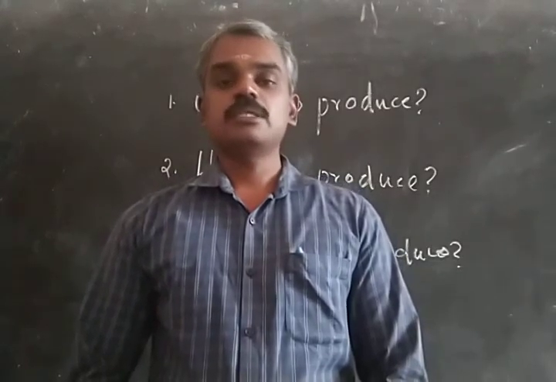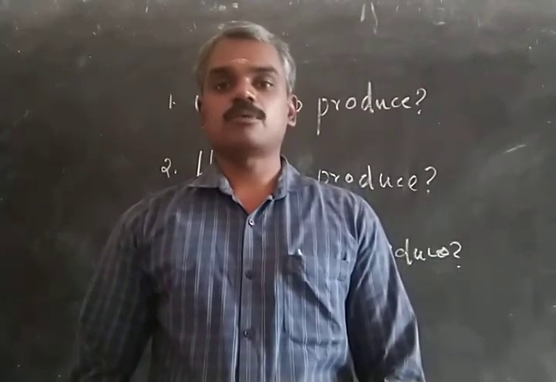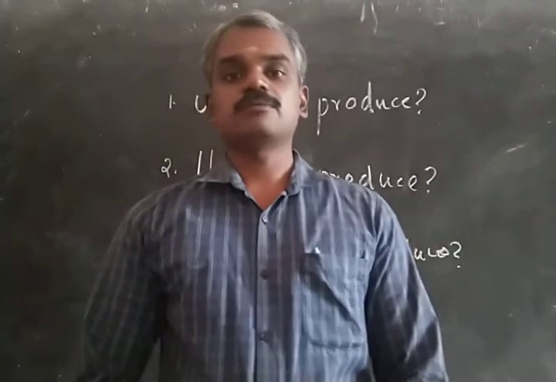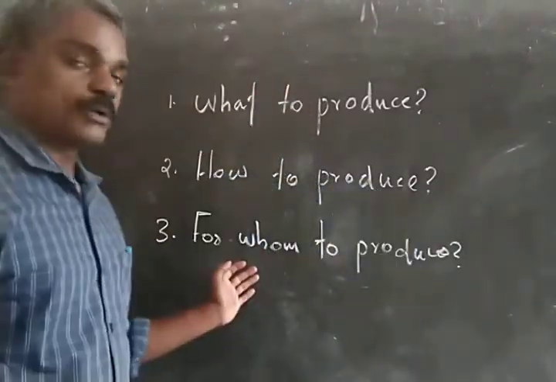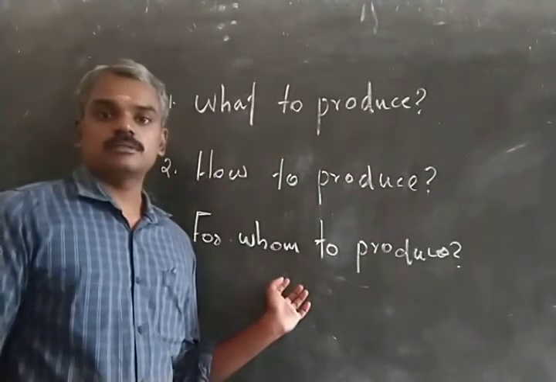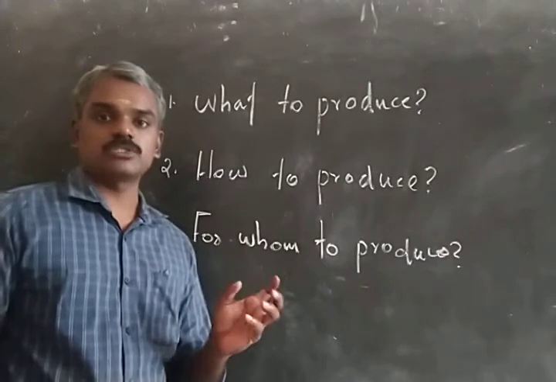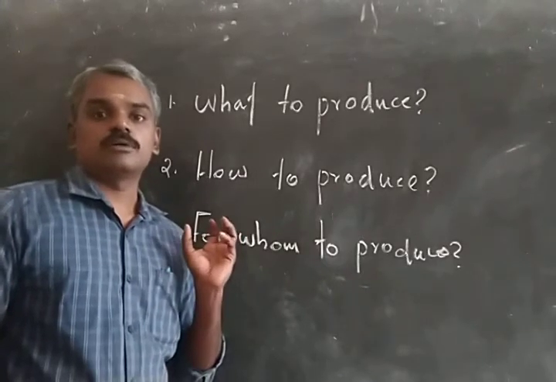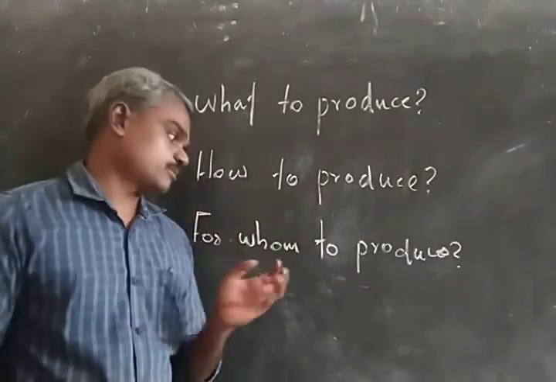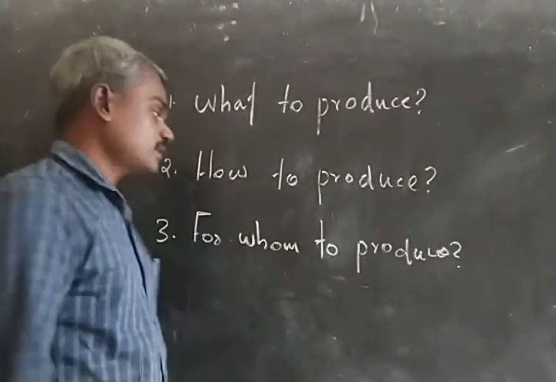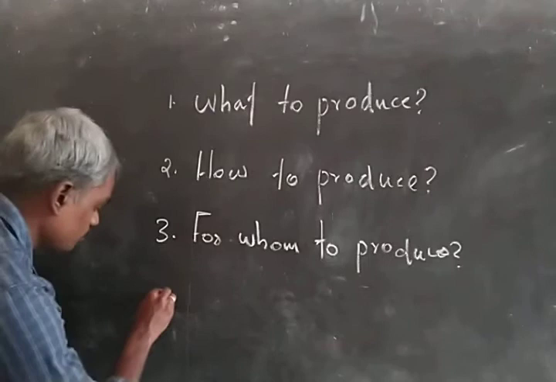Okay? So this is the third basic problem that an economy faces, whether to produce essential commodities or to produce for the poor people without purchasing power, or for those who have purchasing power, or for the current generation or for the future generation. Okay. Then the fourth question is the allocation of resources.